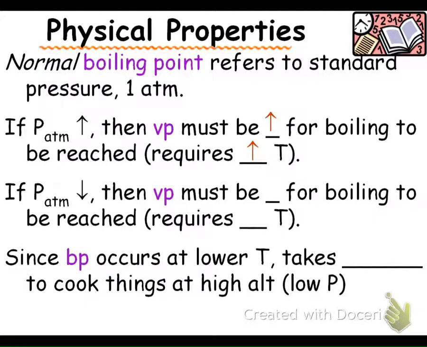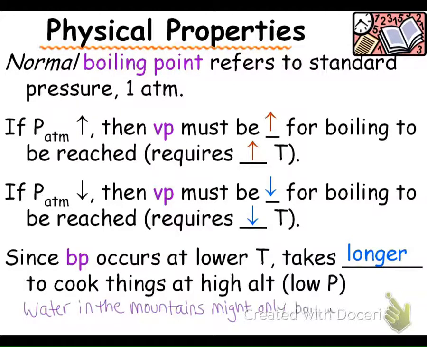If the atmospheric pressure decreases, then the vapor pressure must decrease for the boiling point to be reached, and thus this requires a lower temperature. Since the boiling point occurs at a lower temperature, it would take longer to cook at high altitudes. If you think about it, if we boil water in the mountains, it might only boil at 93 degrees Celsius, and that's an arbitrary number. I made that up just so that we have an example and a value.